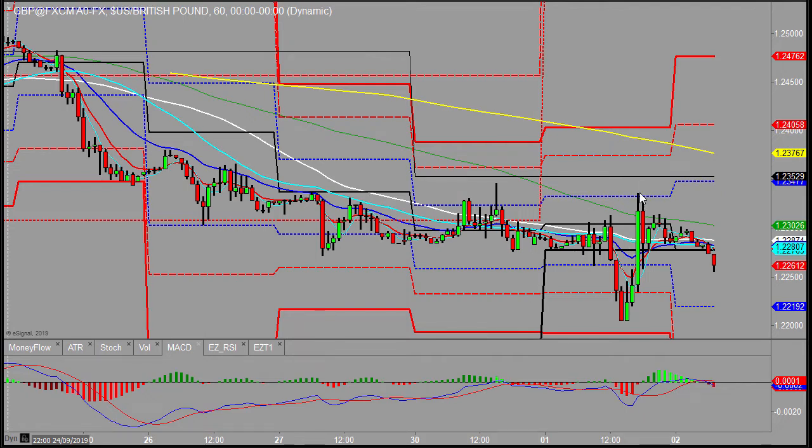Let's see if I can draw on here. So no, it's not going to work. Trying the line in the sand here. If it will work this time. Oh, come on.